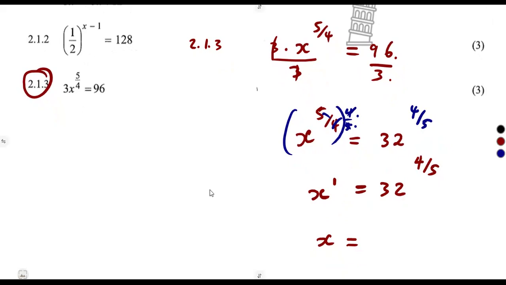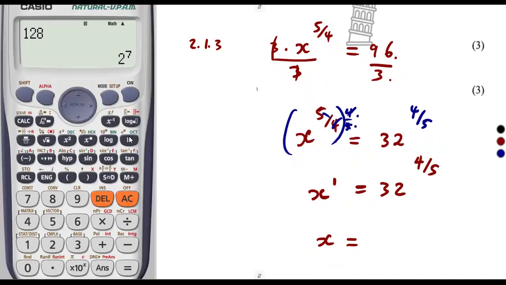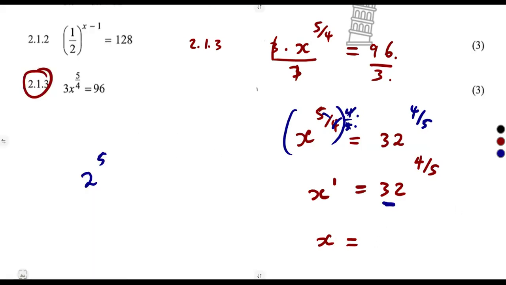32 can be written in the base of 2 to the exponent of 5. But if you do not understand, let's go back to our calculator, guys. We said 32 is equal to, then shift fact 2 to the exponent of 5. So this is the simplest form. So this 32 that we see here, it is the same as 2 to the exponent of 5, which is being raised to the exponent of 4 over 5, which is already given.